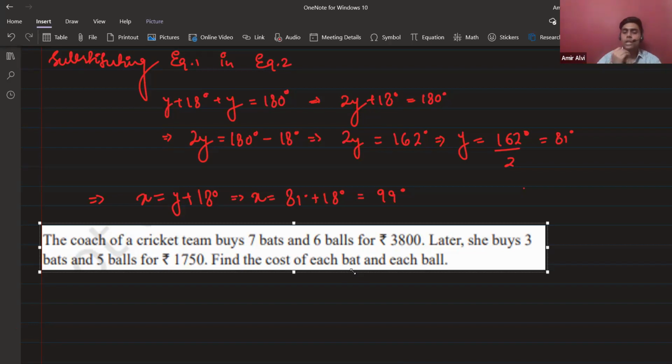I'm giving you 2 minutes. After that, we will be solving together. Rehan, at least try. If not, I am there, I will explain everything. I know it's your first class. 7x plus 6y equals 3800. Second equation, 3x plus 5y equals 1750.